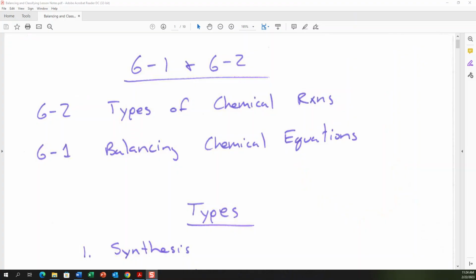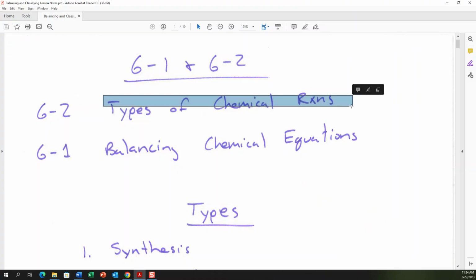So, in your visible learning, this is 6-1 and 6-2. But yeah, let's just dive into it, and should be pretty easy. It just takes some memorization, as usual. All right. So the first thing we're going to do is talk about the types of chemical reactions, and then we're going to talk about balancing them. All right. So let's jump into it.